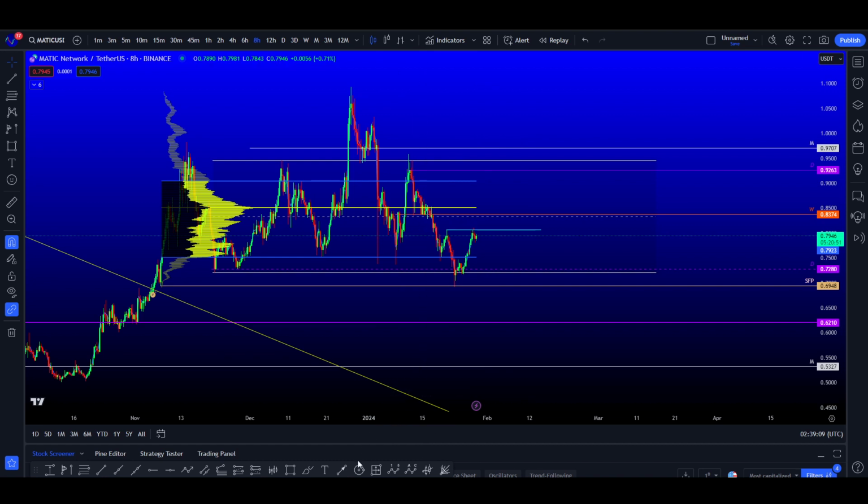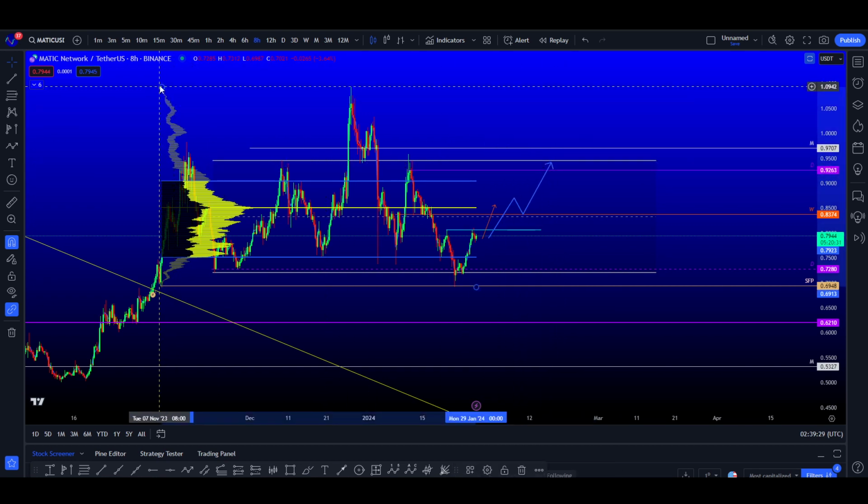But my target right now is for MATIC to currently hit these levels, the point of control. And if it could flip it into support, then we go ahead and target the value area high and the daily level above, and even the parallel channel, right? Because this is still a channel.